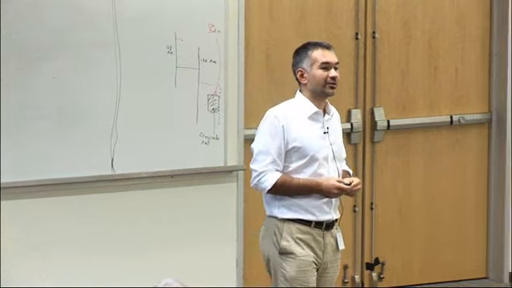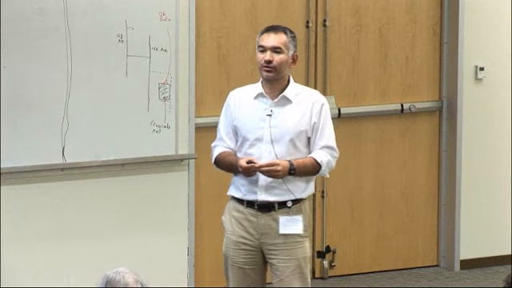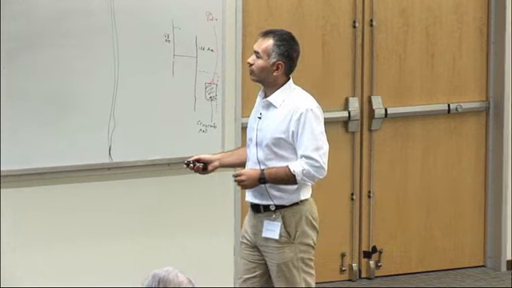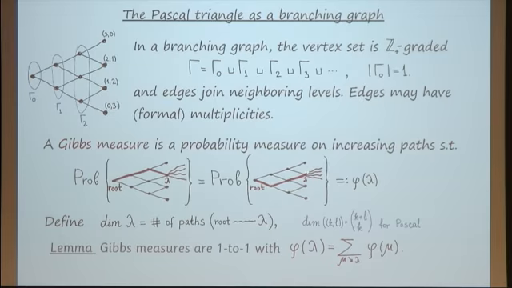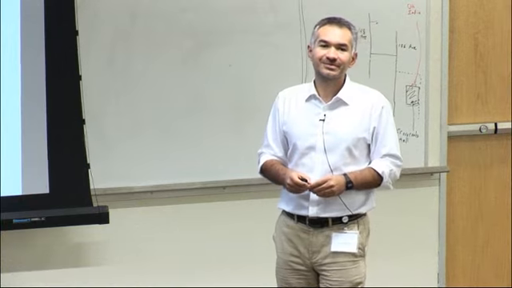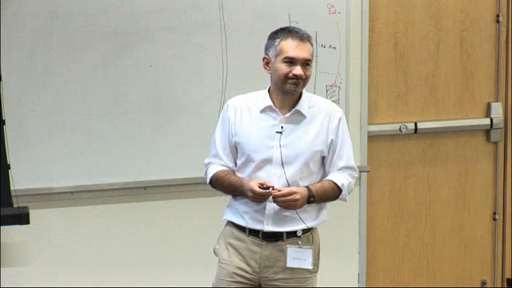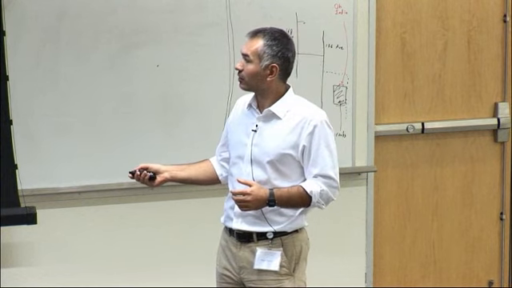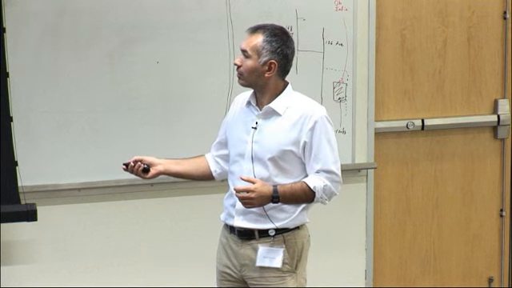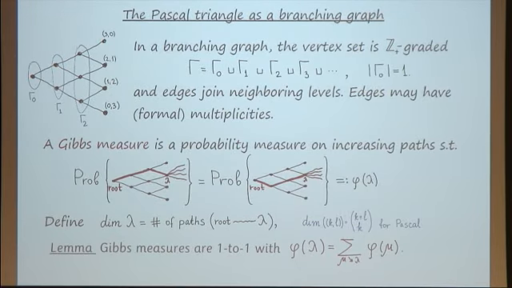If you've never seen this question before, then entertain yourself for 30 seconds. So it's a function on the Pascal triangle such that the value here is equal to the sum of the two values here and here. Okay, I'll give you one example: the function identically equal to 1 on this edge of the graph and 0 everywhere else.